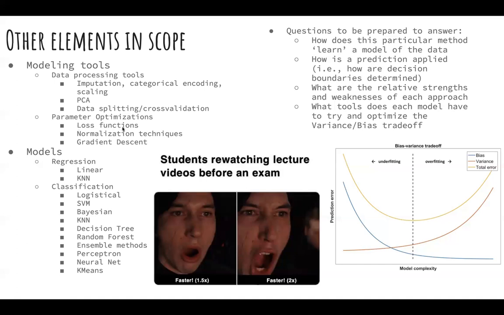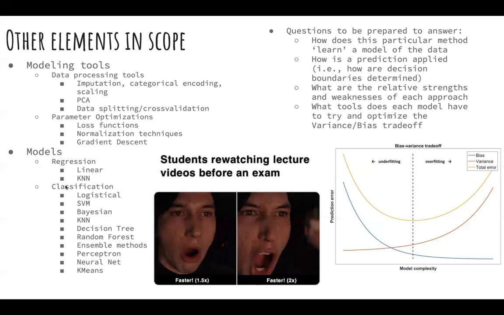Then we talk about parameter optimization. So things like loss functions, your optimization functions like gradient descent, and your normalization techniques. Just understand, generally speaking, how they work and what some of the trade-offs are.